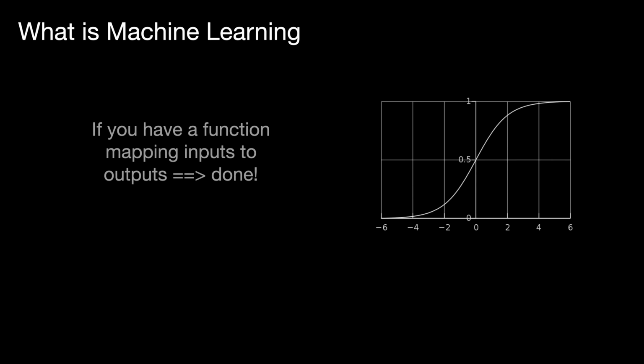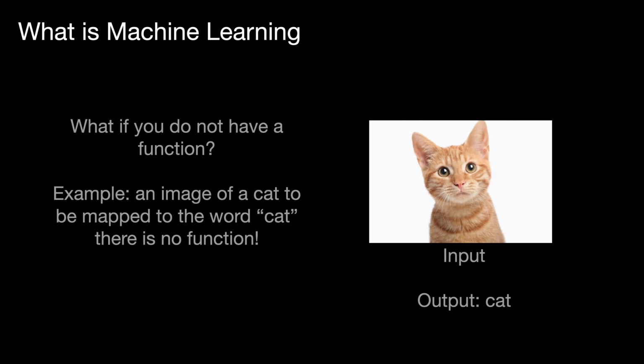Usually, if you have a function, for example, like a sigmoid, like here, a function is basically a mapping between inputs and outputs. If you do have such a function in math format, then you're done, because you have a relationship between the input and the outputs. But what if you don't have a function? For example, here is an image of a cat. Do you have a function that maps this input, this image, into the word cat, for example? There is no numerical function that we can write or express easily, right?